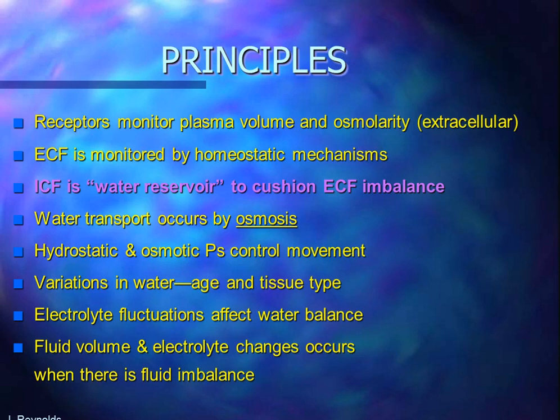The third one, the ICF that is in the cells, is a water reservoir to cushion ECF imbalance. When you become dehydrated, and that ECF would become more hypertonic, there will be a shift of fluid from inside the cells out into the ECF, like the blood, so that the two solutions stay pretty much isotonic to each other. Just like waters move from Lake Lavon or Lake Ray Hubbard into the water supply system of the city of Dallas to keep the pressure enough for water to get through your pipes into your house. Water transport, only osmosis. Pressures, osmotic and hydrostatic pressures, are moving things. You know that very well by now, should.